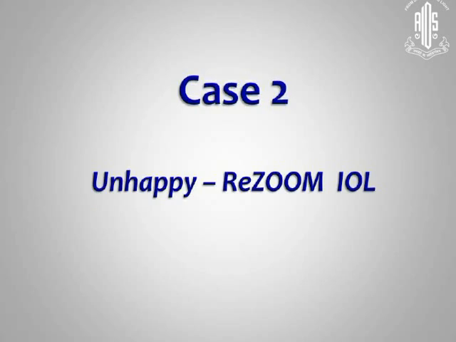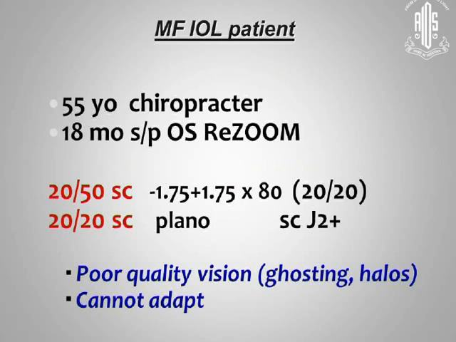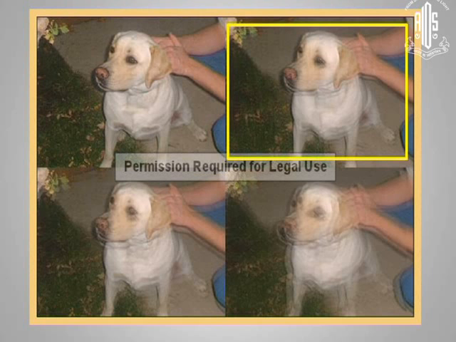So, case number 2, 55-year-old chiropractor, second opinion, maybe fourth opinion, 18 months after we resume with a phenomenally good result. Look at this, 20/20 J2 with no glasses at all. He is dead on Plano. But his problem is ghosting and halos. And he says, I know they told me to be patient, I would get better, I have been, but honestly, after 18 months, I don't think it's any bit better.